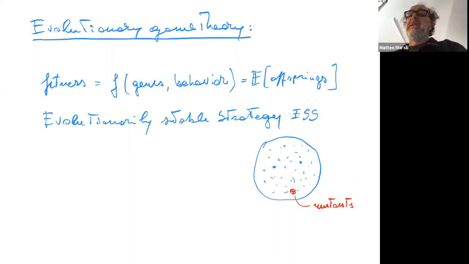Can any two meet twice or more? Yes, they can. In general, when we discuss evolutionary game theory, we think at the limit of an infinitely large population, so that every time you pick two individuals at random, the chance that you pick the same two individuals at different times is very small.